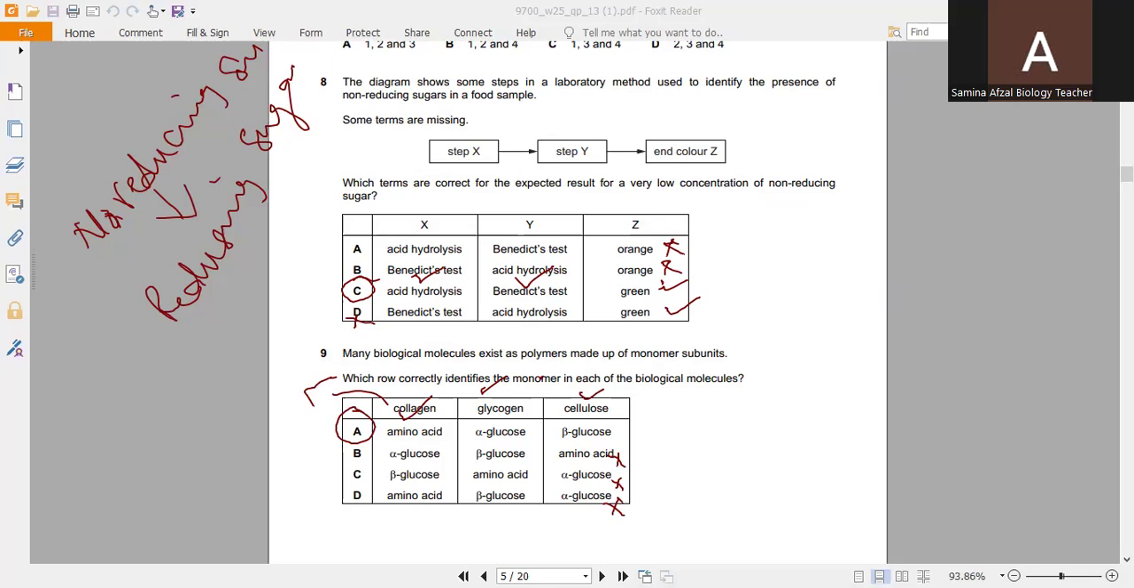Many monomers are amino acids, and glycogen is a polysaccharide. So it is a highly branched polymer, which is composed of alpha glucose, and cellulose is a structural polysaccharide. So it is found in the cell wall. It is a straight chain polymer made of alternating beta glucose units. So according to this, A is the correct option.